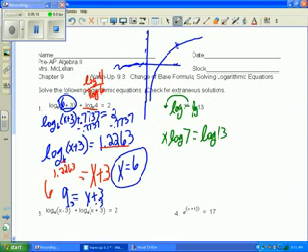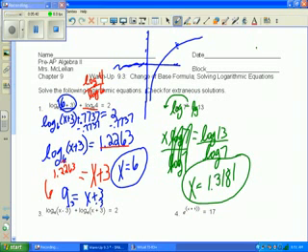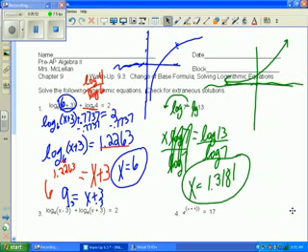And so now how can I solve for x this time? Divide by log 7. So x equals log 13 divided by log 7, which is 1.3181. Do I have to check this one? It's an exponential function. Tell me about the domain of my exponential function. It's all real numbers, so anything's acceptable for an exponential function. My variable's up there this time.